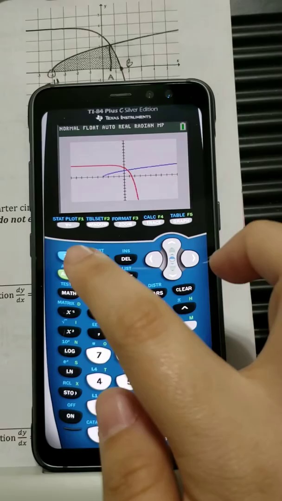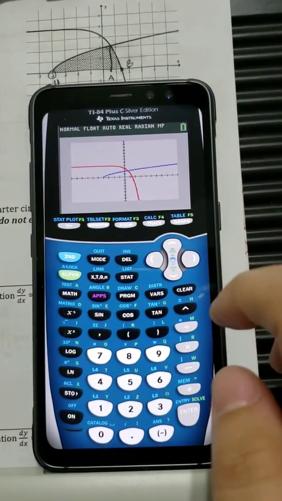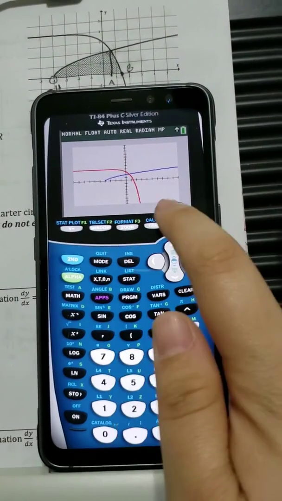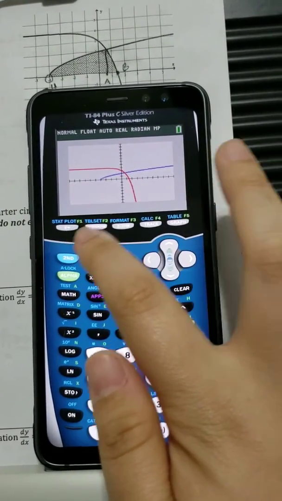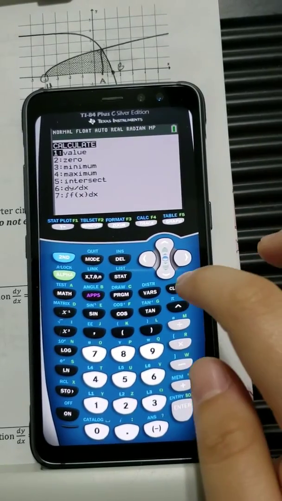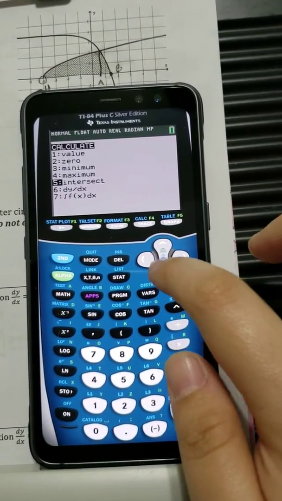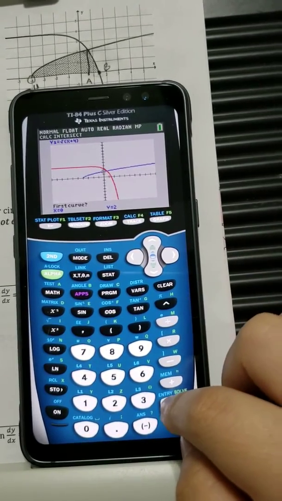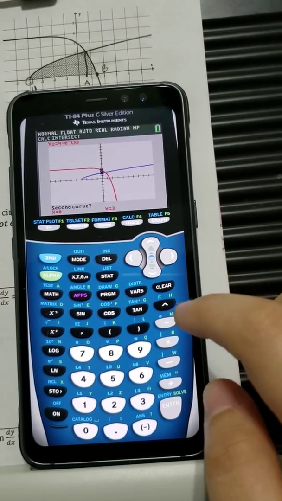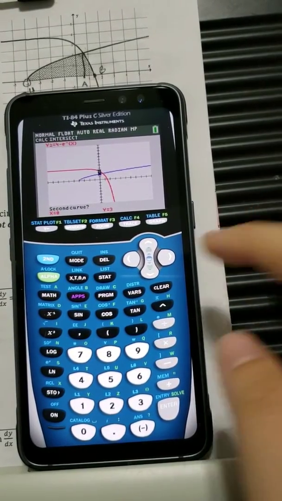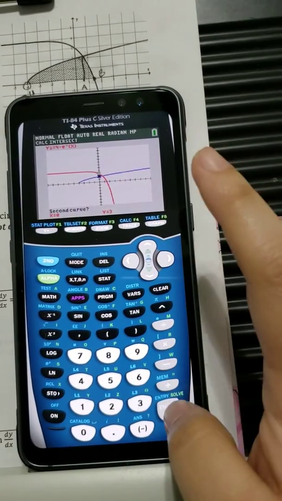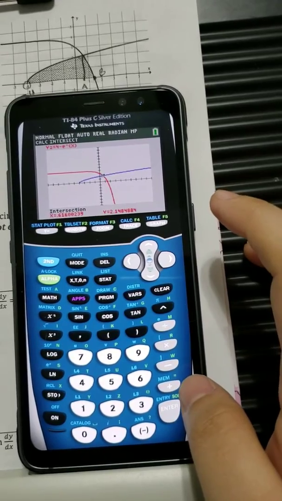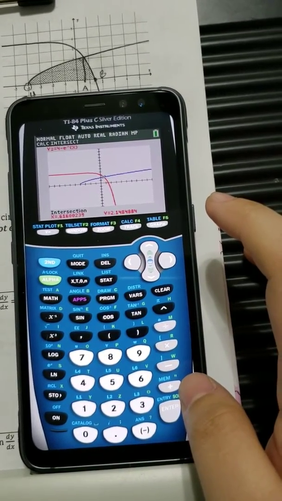Okay, so now what I need to do is find out where A is. So A looks like it's the intersect of both lines. So I'm going to go to second, trace, intersection, or intersect. First curve is the blue curve. The second curve is the red curve. Because there's only one intersection, it actually doesn't matter if I need to move to that point, so I can just press it where it's at. And it looks like the intersection point for X is 0.616.